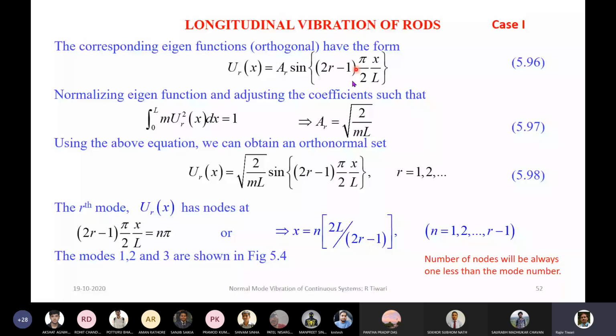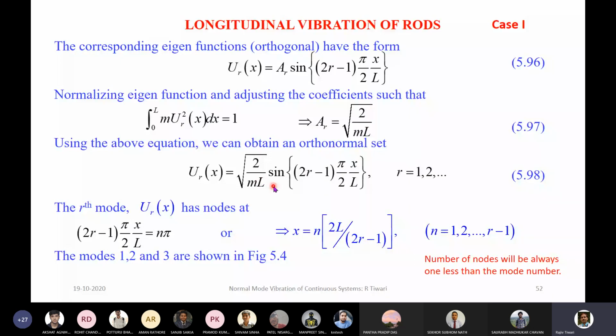Now I'm normalizing this with respect to the M operator, which is not a differential operator. So I'll get the A_r like this. This is similar to the previous expression. So this is the normalized or orthonormal eigenfunction, where r is 1, 2, 3. For different modes, this shape will remain fixed. Amplitude is arbitrary anyway in the eigenfunction.